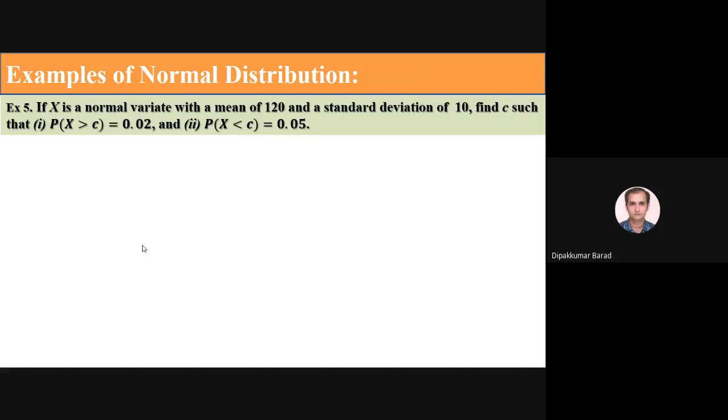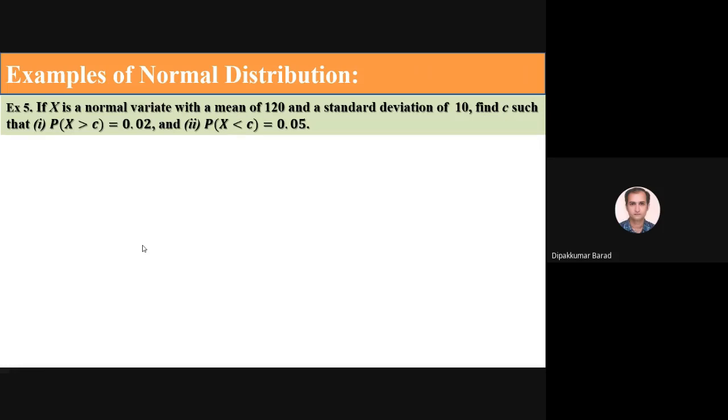Now, if x is a normal variant with mean of 120 and standard deviation of 10, find C such that P of x greater than C is equal to 0.02 and P of x less than C is equal to 0.05. So x is a normal variant with mean mu equal to 120 and the standard deviation is given. The probability of x greater than C is equal to 0.02, which is also given, and we want to find out C.